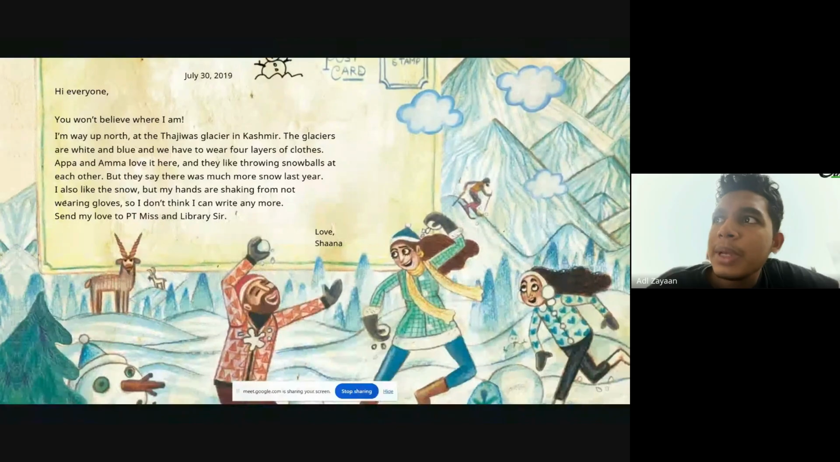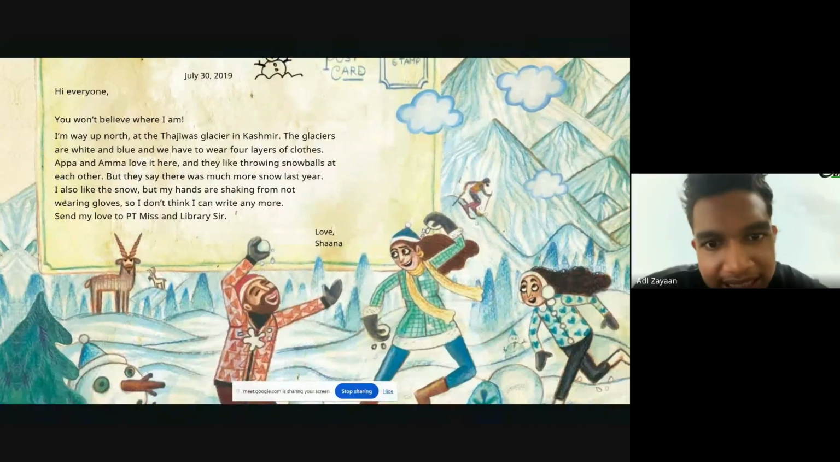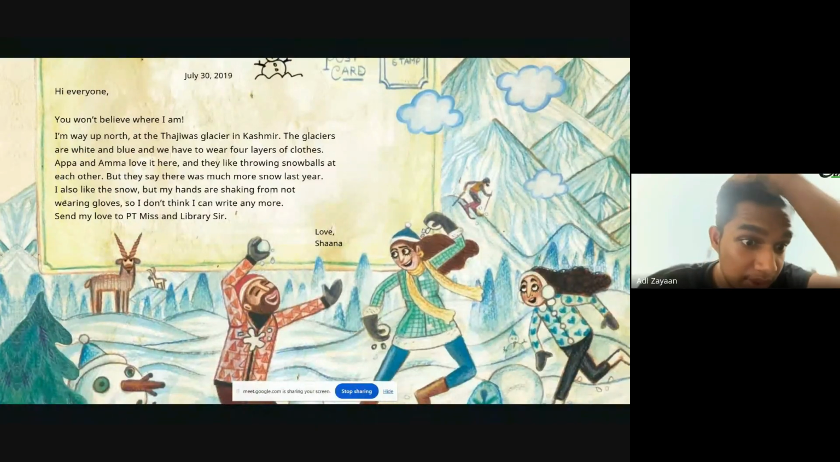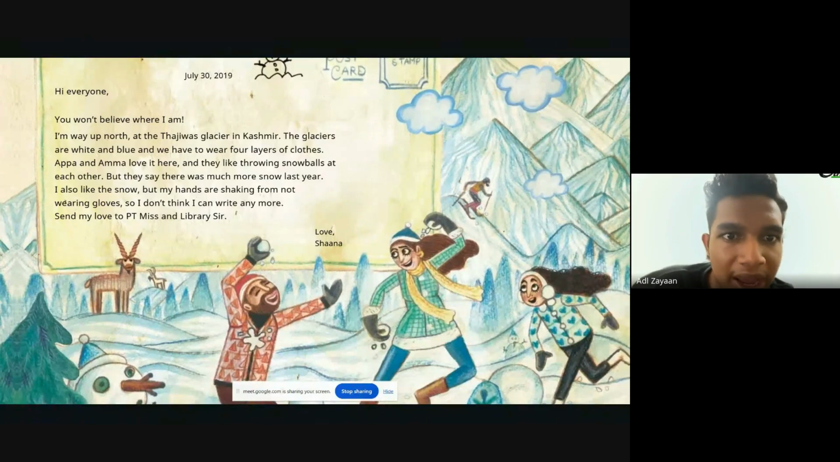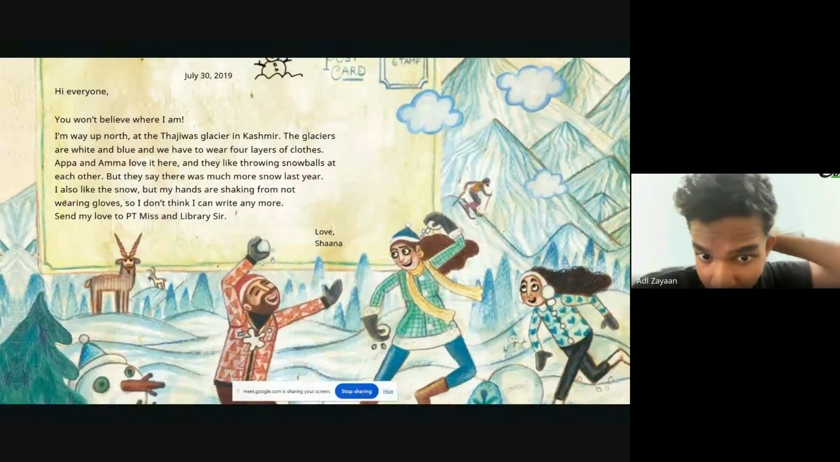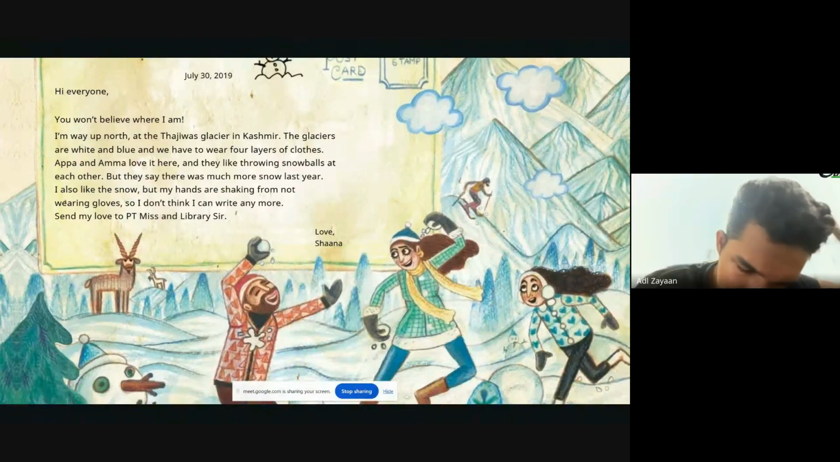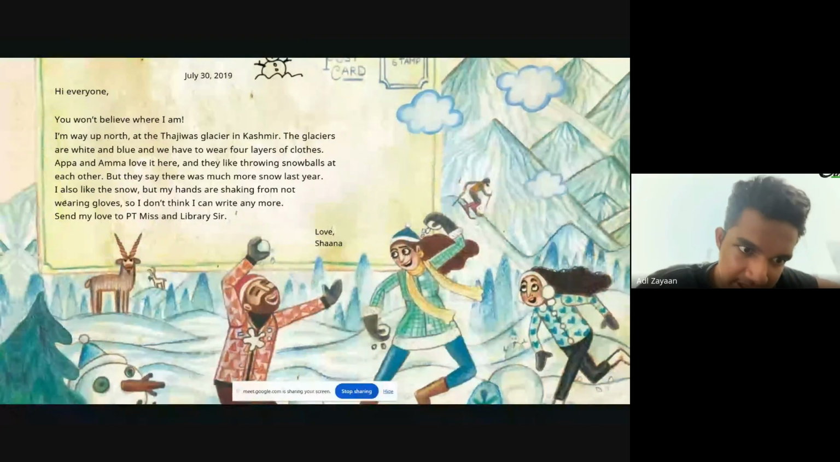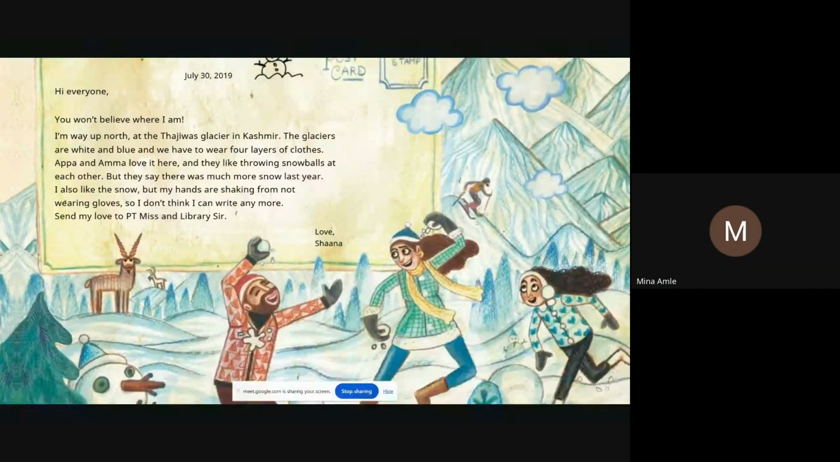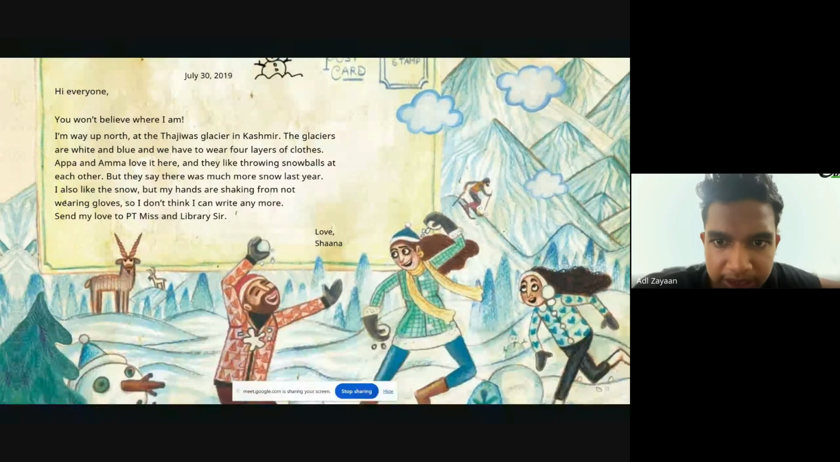Hi everyone, you won't believe where I am. I am way up north at the Tajivas Glacier in Kashmir. I guess she went north because there was much greenery. So Tajivas is the name of a glacier. Do you know what a glacier is? Glaciers are frozen rivers, completely ice. The ice will melt and form rivers. So frozen rivers are called glaciers.